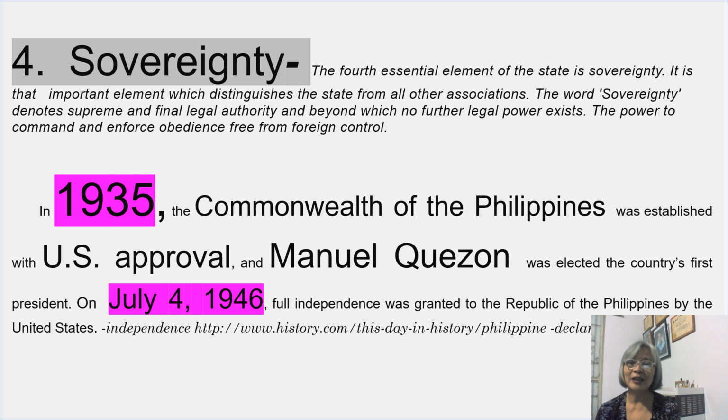Kasi when we study, our tax system is patterned after American law. Actually, the first tax system we have was patterned after a federal law of the United States.